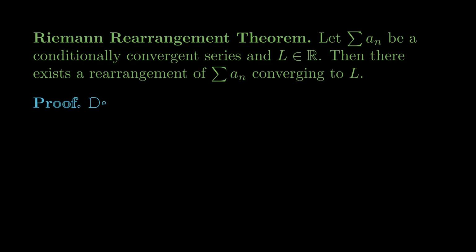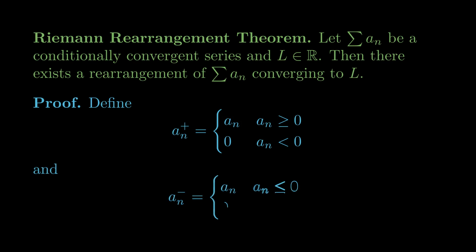Let's define a_n plus to equal a_n if a_n is greater than or equal to 0, and to equal 0 if a_n is less than 0. So we're basically saying keep all of the positive terms and replace all the negative terms with zeros. And let's define a_n minus to be equal to a_n if a_n is less than or equal to 0, and equal to 0 if a_n is greater than 0. So this is the new sequence formed by just keeping all the negative terms and replacing all of the positive terms with zeros.